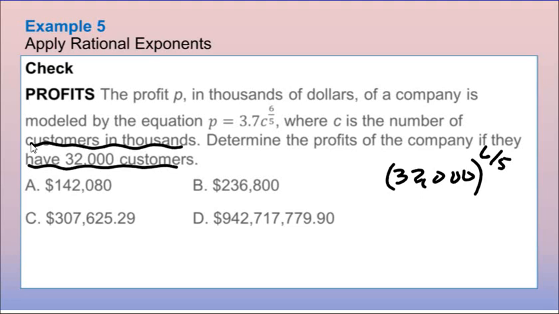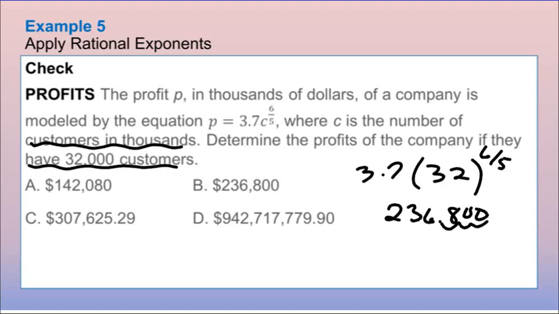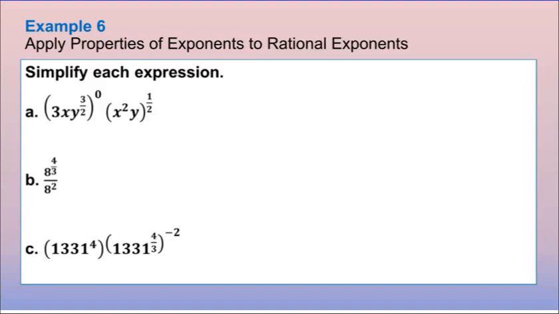So if you put 32 in here, 32 to the 6/5 power, and then multiply by 3.7, you end up with 236.8, which would mean in thousands. So that would be 236,800, which would give us letter B.